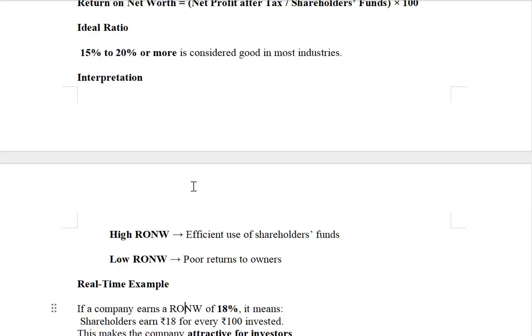High return on net worth says about the efficient use of shareholder fund. Low return on net worth says about the poor return to the owner. So whenever it is higher, it says we are using the investment well and giving more return to the shareholder or investor. If the return on net worth is less, we are giving less return to the shareholder and we are using investment inefficiently.